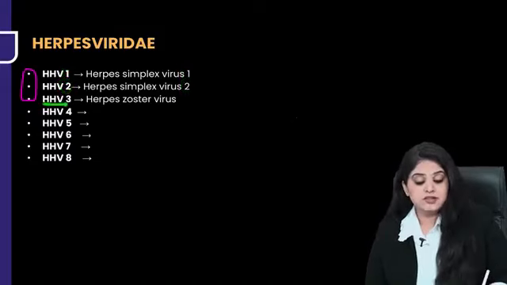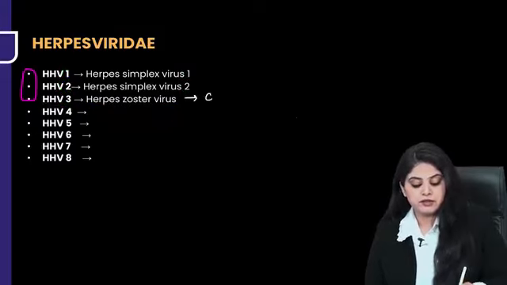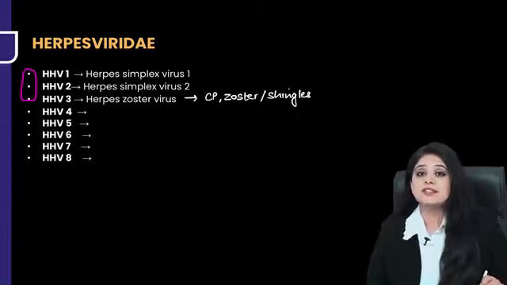What is human herpes virus 3? That is the zoster virus. I hope you remember zoster virus is something that causes chickenpox and zoster itself. Zoster also known as shingles, right? So yes, that is what is human herpes virus 3.